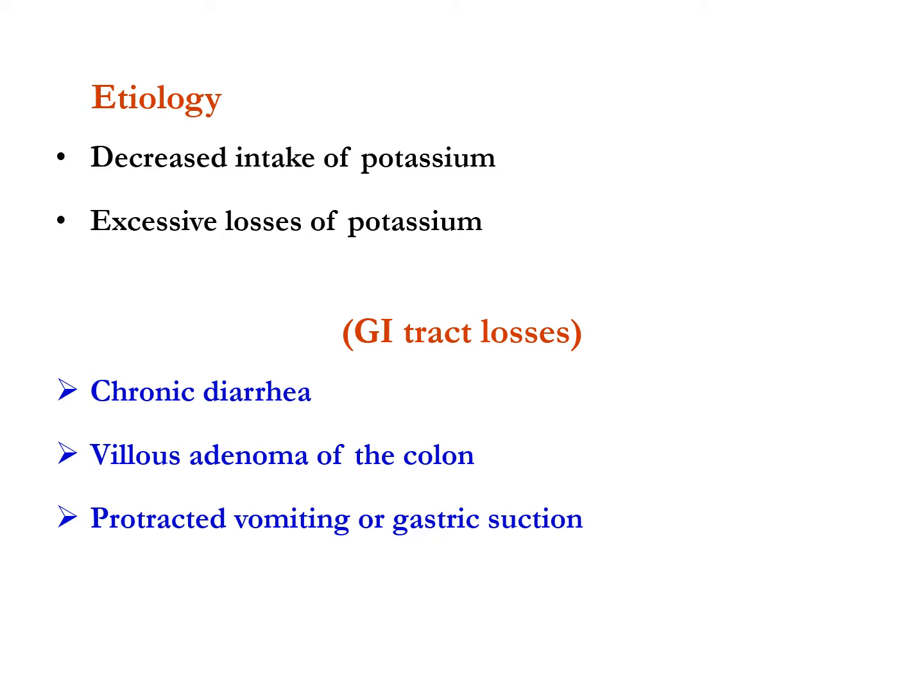or excessive loss of potassium. Loss of potassium may be GI loss or renal loss. GI tract loss as in chronic diarrhea, villous adenoma of the colon, which secretes potassium, or protracted vomiting or gastric suction.